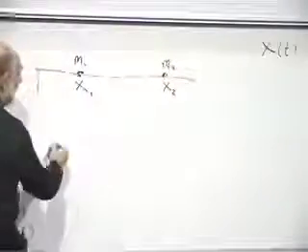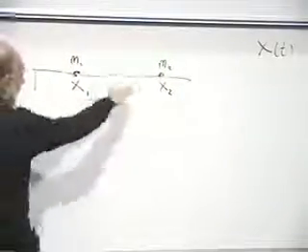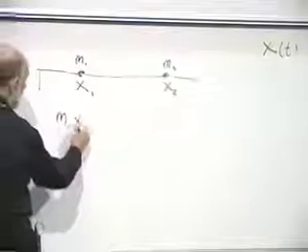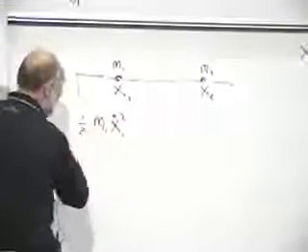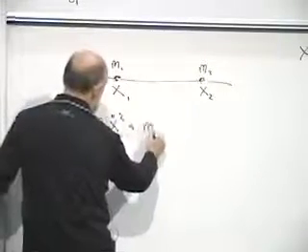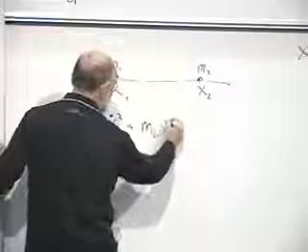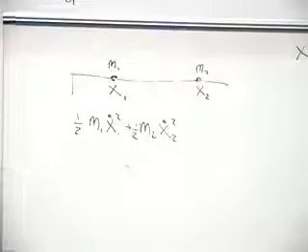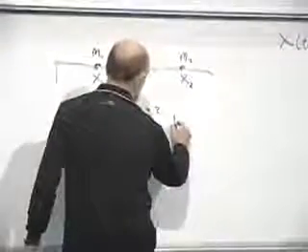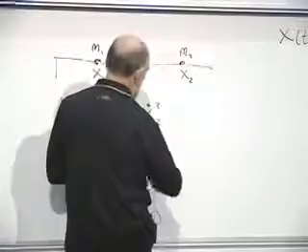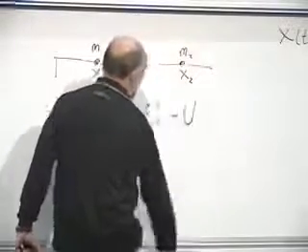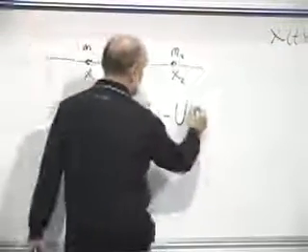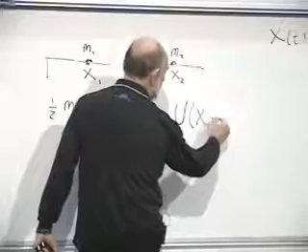So specifically, in that case, the Lagrangian for this two-particle system would be the kinetic energy, m1 x1 dot squared divided by 2, plus m2 x2 dot squared divided by 2. Those are the kinetic energies. And then minus the potential energy, and the potential energy now is assumed to only depend on the distance between x1 and x2. So it only depends on x1 minus x2.